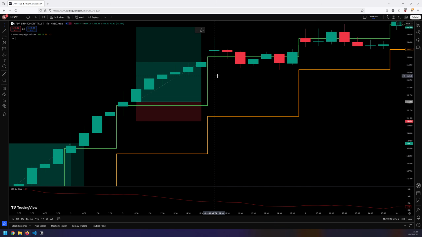Let me know what you guys think in the comments if you've traded something like this before, or if you've had success with it on different time frames or different instruments.